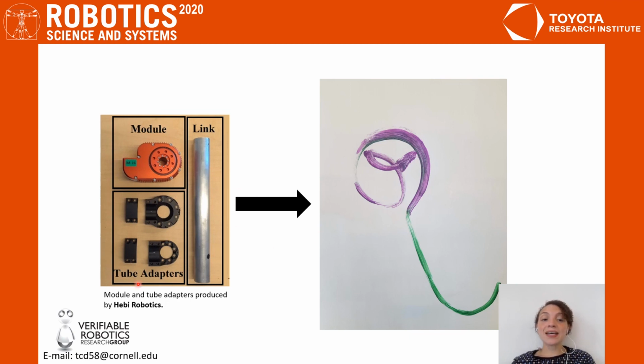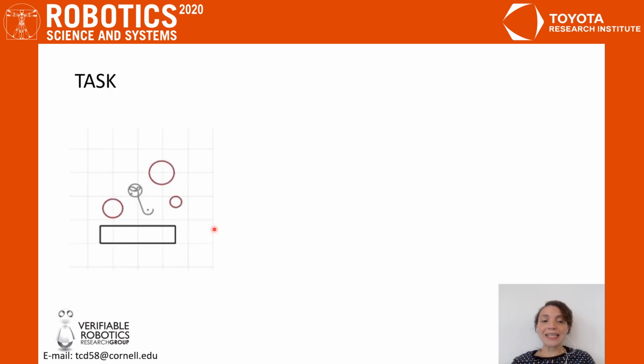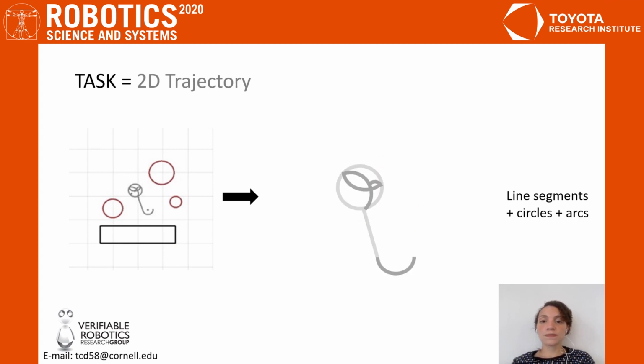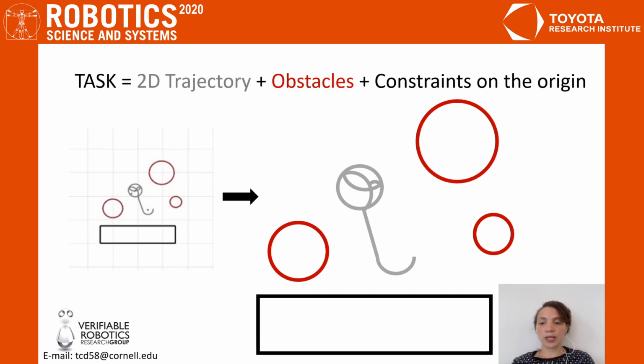Now, there might exist uncountable different ways to put these pieces together, but how can we automatically choose one able to accomplish the task? That's what we address here. We developed a framework to automatically synthesize correct by construction manipulator structure and controls from high-level trajectory specifications. Here, the task is a 2D trajectory composed of parameterized curves that we call shape primitives that can be of the type line segments, circles, and arcs. The task might also include obstacles to be avoided and constraints on the base of the manipulator.